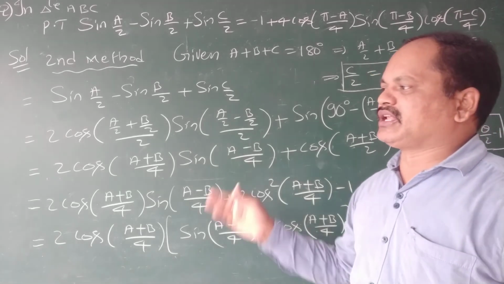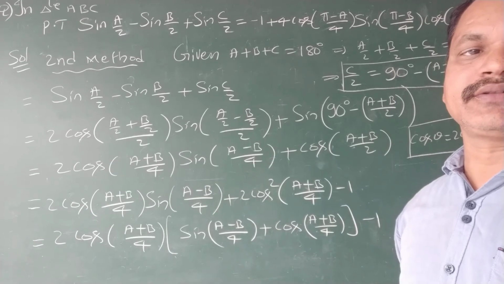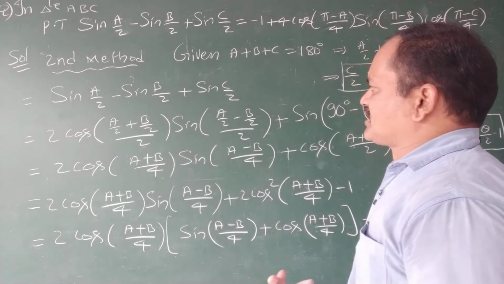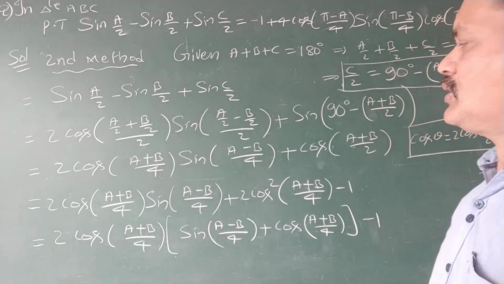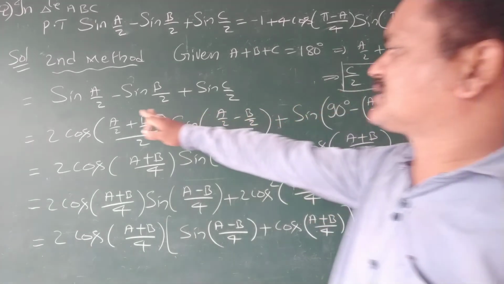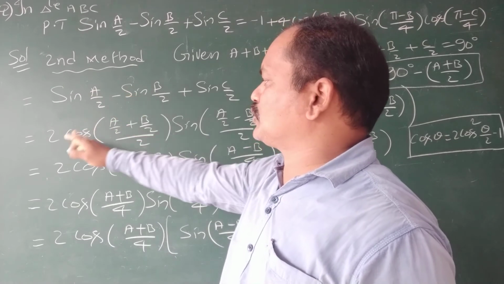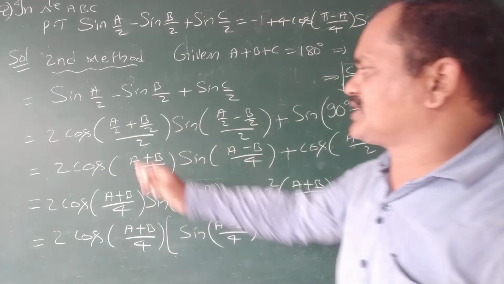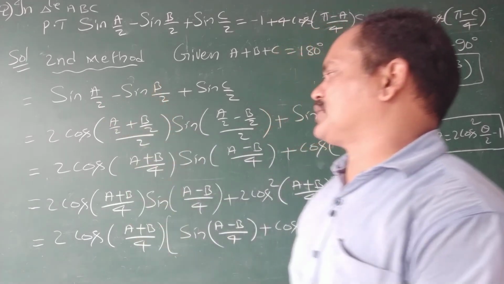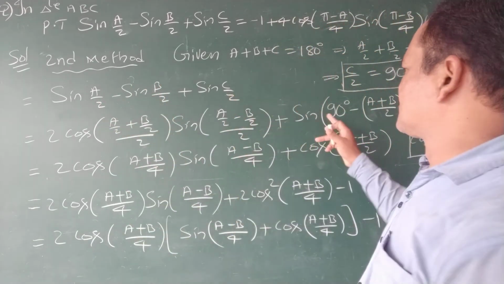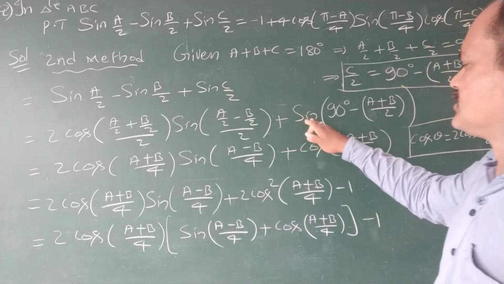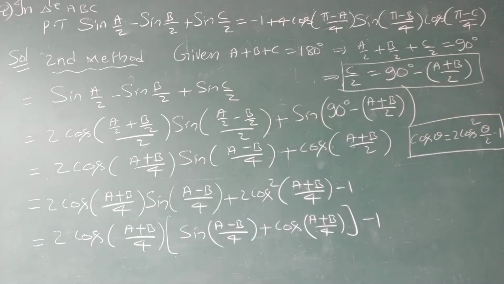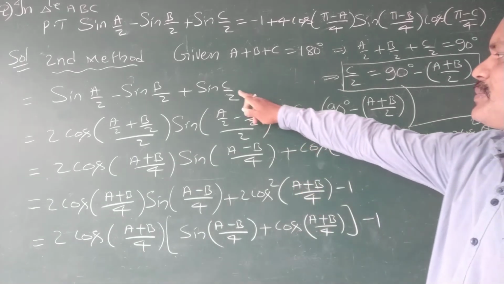Now we have to take the LHS, that is sin A by 2 minus sin B by 2 plus sin C by 2. Here the formula: sin C minus sin D is nothing but 2 cos of C plus D by 2 sin of C minus D by 2. So C is A by 2 and D is B by 2. Sin C by 2 can be written in terms of cos 90 minus C by 2.